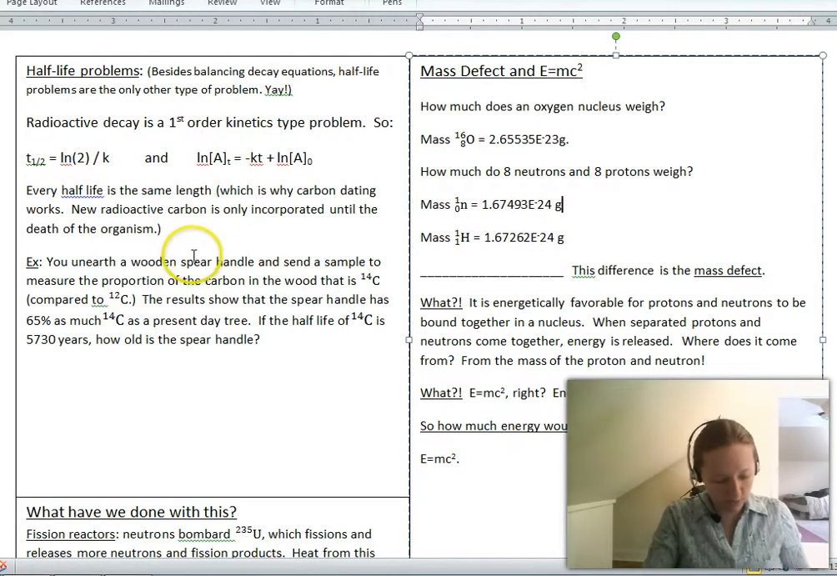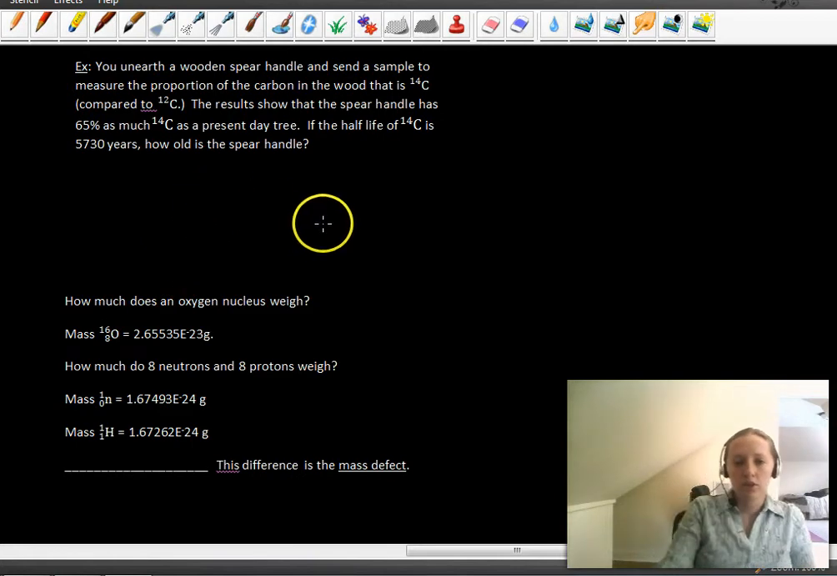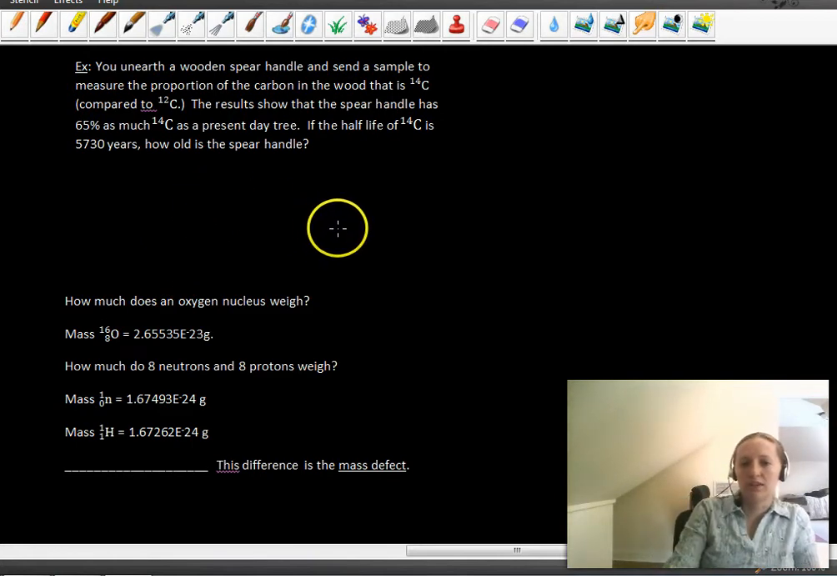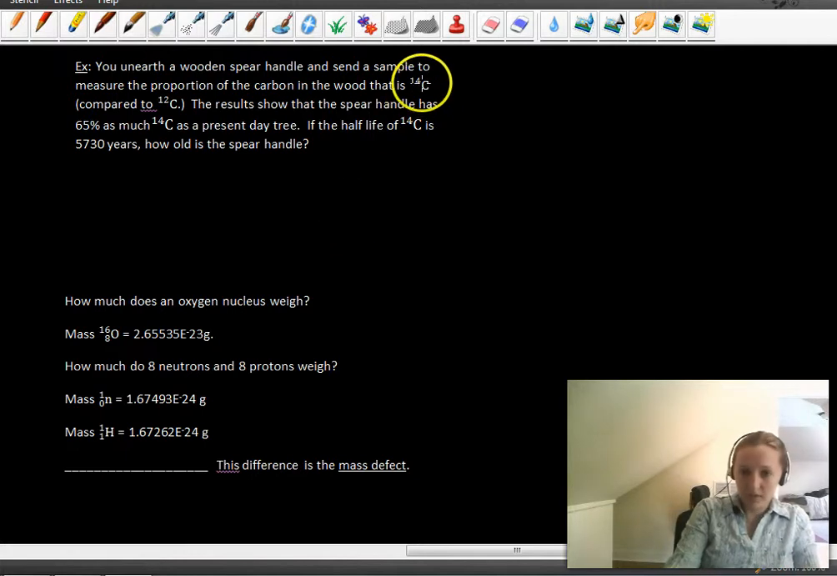And so let me switch to my black pen screen. All right. You unearth a wooden spear handle and send a sample to measure the proportion of the carbon in the wood that is carbon-14 compared to carbon-12, which is your typical non-radioactive, very stable carbon. The results show that the spear handle has 65% as much carbon-14 as a present-day tree. If the half-life of carbon-14 is 5,730 years, how old is the spear handle?